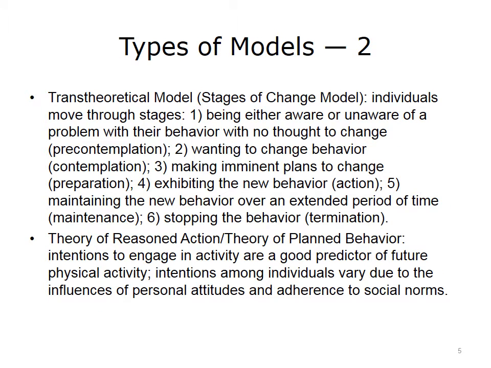A second model is the trans-theoretical model, or the stages of change model. And I'm not going to go into this in depth, but this often describes how individuals move through 6 stages. The first stage is being aware of a problem. The second stage is wanting to change. Third comes planning to change, that is, making preparations. The fourth stage is action, which is followed by the 5th stage, maintenance. The 6th stage would be termination.